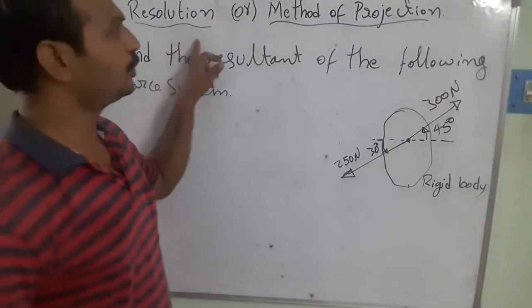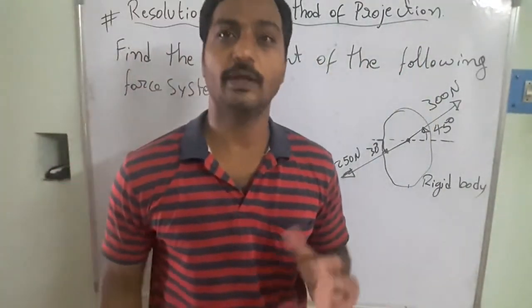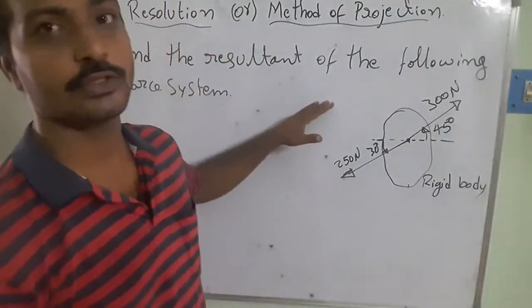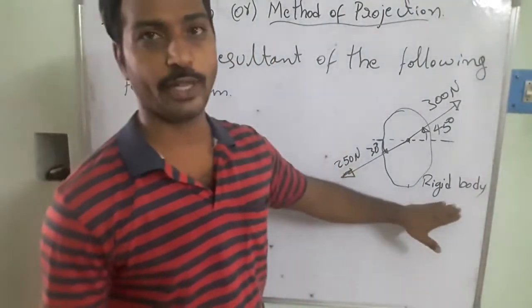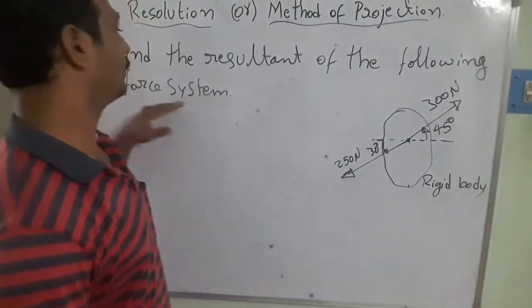So by using the resolution and the method of projection for finding out the resultant component of the number of forces acting on the system, we are going to be using this method. So in this case he has given the rigid body, and what he has given in that problem is: find the resultant of the following force system.